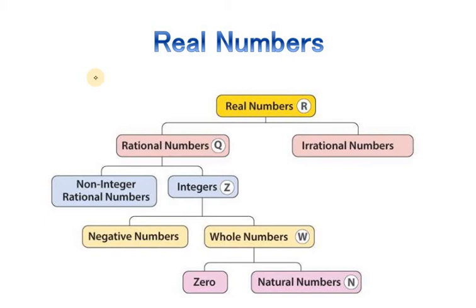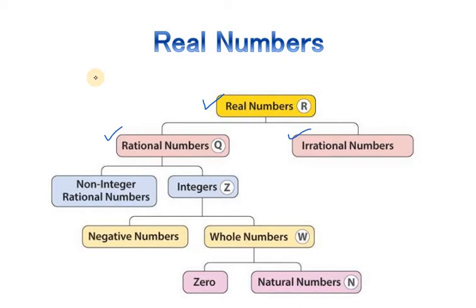Hello everyone, let's start with chapter 1, real numbers. So here we need to know about integers, whole numbers and natural numbers. I think you must be familiar with integers, whole numbers and natural numbers. Now we need to come into a bigger picture, that is real numbers. So you must know that real numbers are divided into two parts, that is rational numbers and irrational numbers.